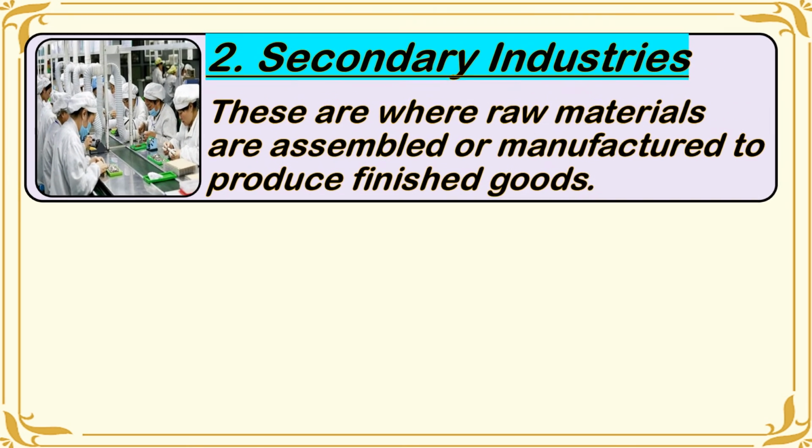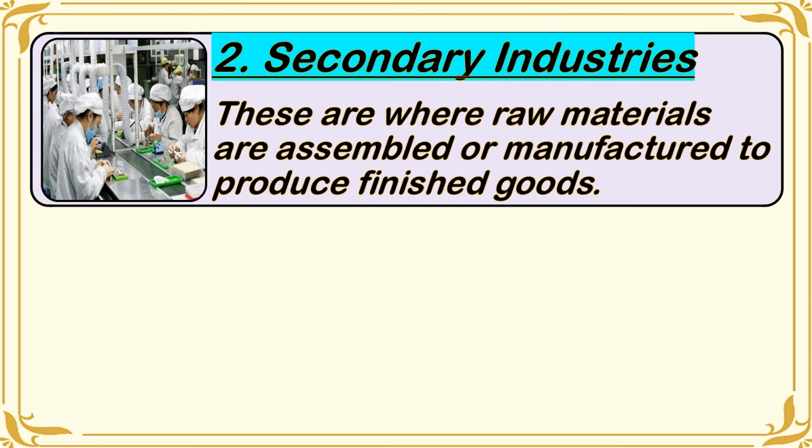Now class, the second type of work that we are going to discuss is the secondary industries. These are where raw materials are assembled or manufactured to produce finished goods. So the first type of work that we had just discussed is about primary industries, in which raw materials are going to be extracted. So after primary industries, we are going to the secondary industries, in which the raw materials are going to be processed or assembled to become finished products or finished goods.